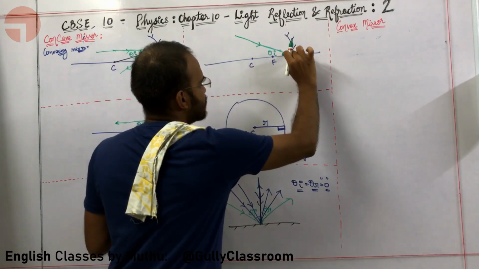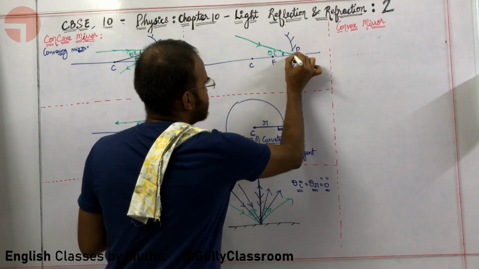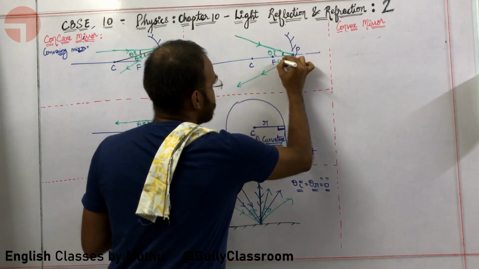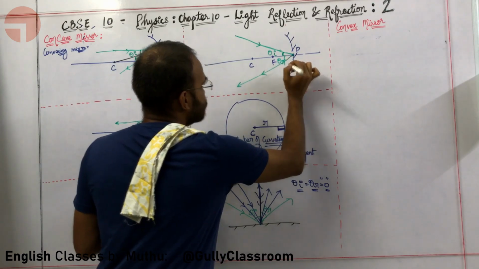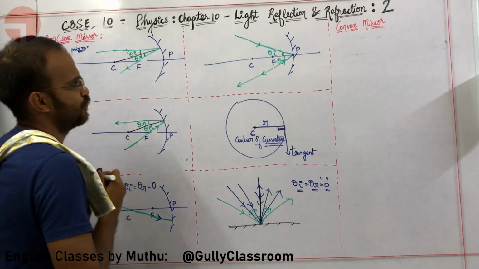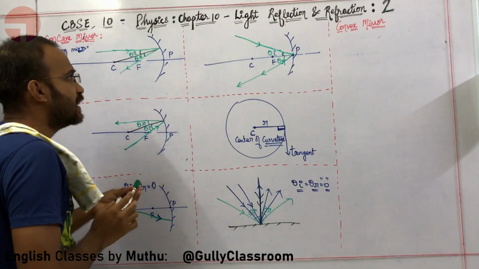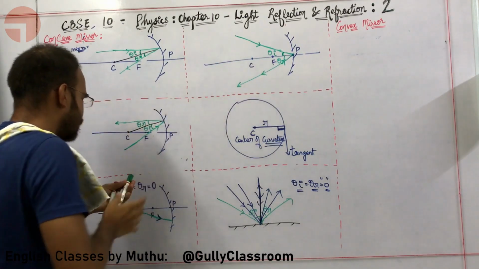Okay sir, now what is happening? This incident ray is hitting the pole and getting reflected like this. So this is going to be called the angle of reflection. Are you able to understand this particular diagram? Okay sir, here the angle of incidence and angle of reflection are equal.